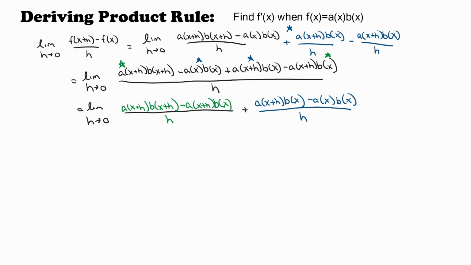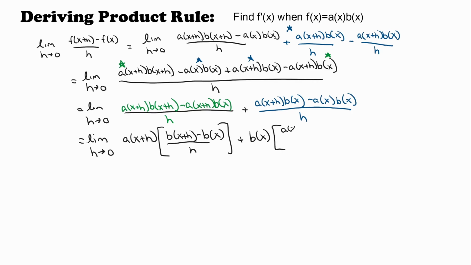So here, let's factor out the common terms in each numerator. Carry down the limit. We'll factor out our a of x plus h, and then we'll have our remaining fraction here, b of x plus h minus b of x divided by h. And now we're going to add our second fraction by factoring out b of x in this case, times a of x plus h minus a of x all over h.